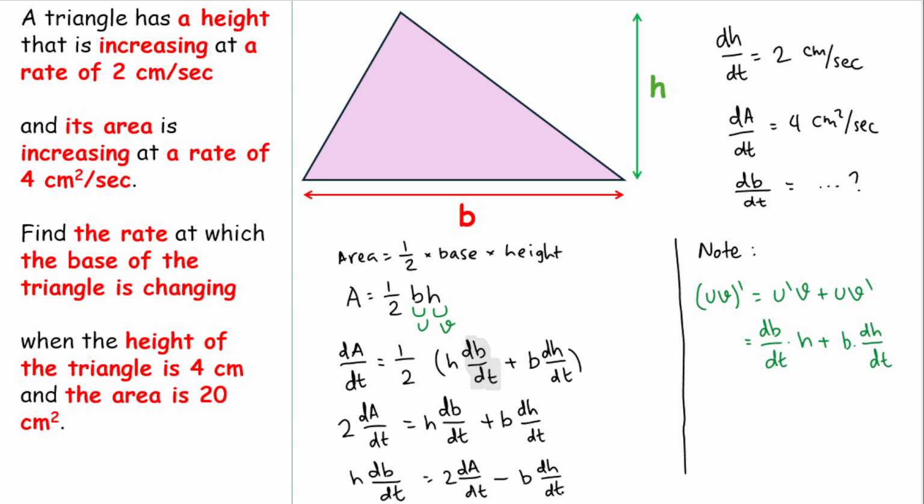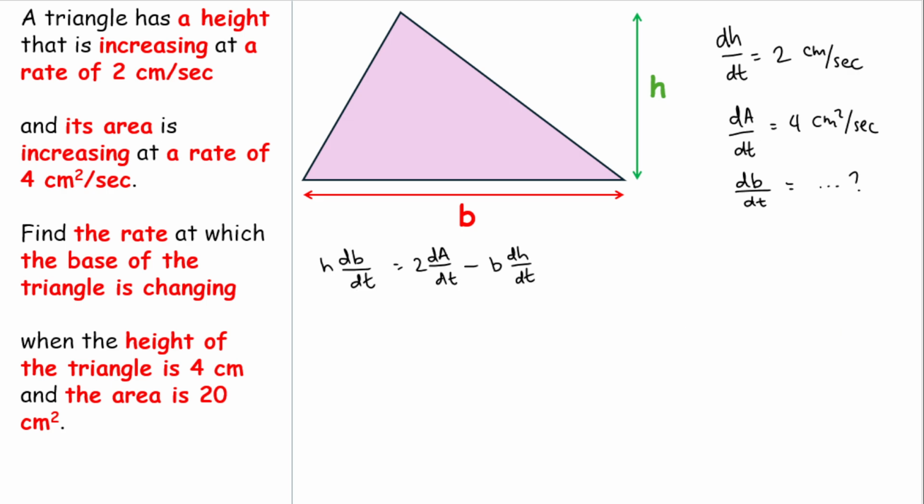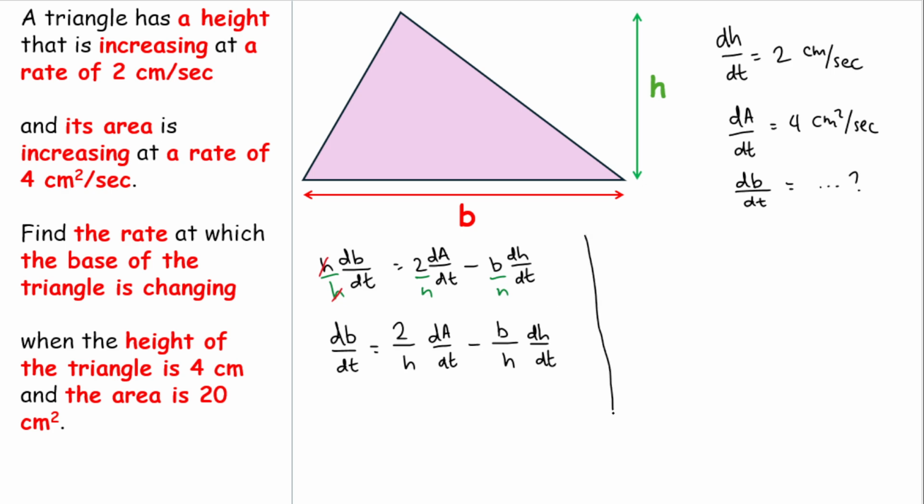And then we can divide both sides by h. So here, when we divide both sides by h, it will look like this. And on the left hand side, this h and h will cancel. So here we have the final formula. dB/dt is equal to 2 divided by h times dA/dt, and then minus b divided by h, and then dh/dt.